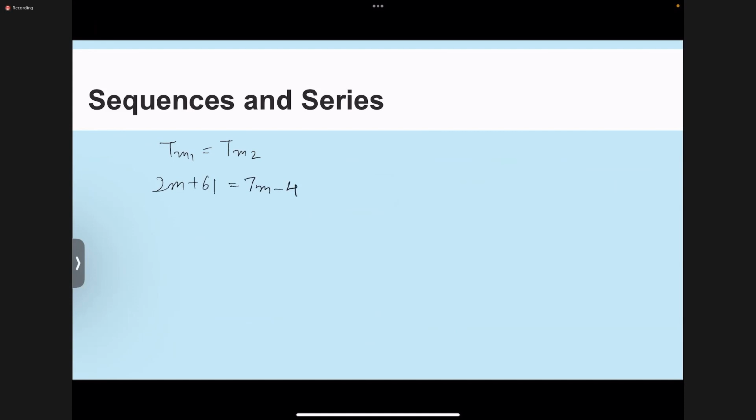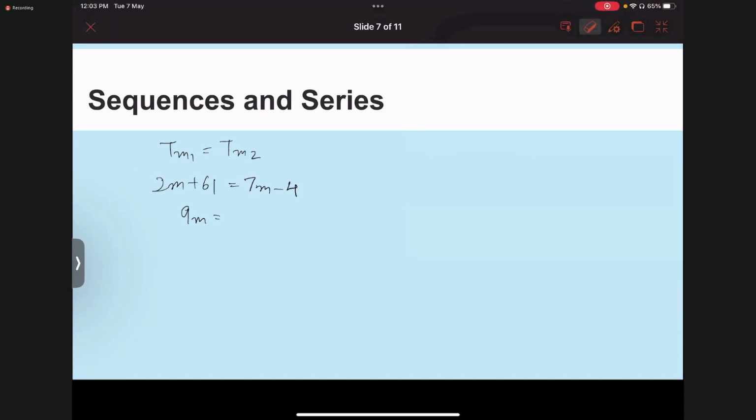Okay, so now you can get this as 5m is equal to 55. Okay, and therefore your m is equal to 13. So we can say that the 13th term of the first series is actually equal to the 13th term of the second series also. Okay, so this is what we know.